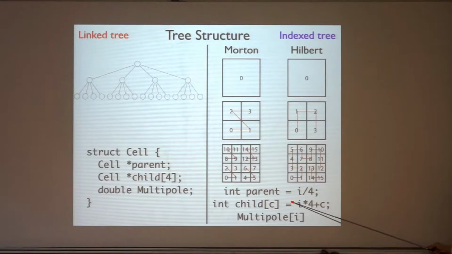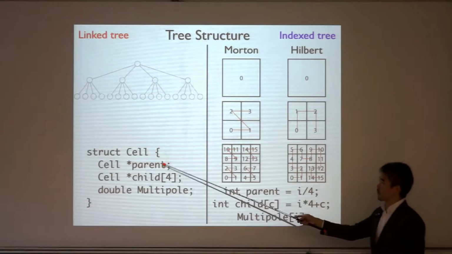And if you think of the other way, you can find all the children by multiplying by 4. Any of these indices multiplied by 4, and then you add a number C from 0 to 3: 0, 1, 2, 3. Any of those numbers will give you all the children.